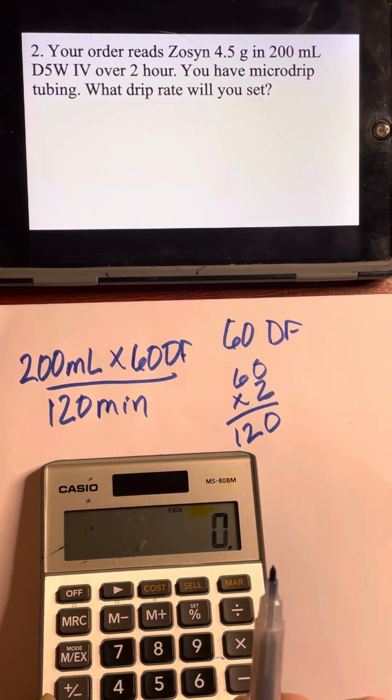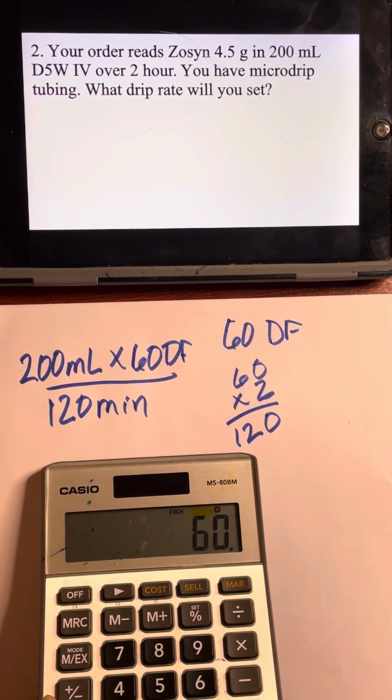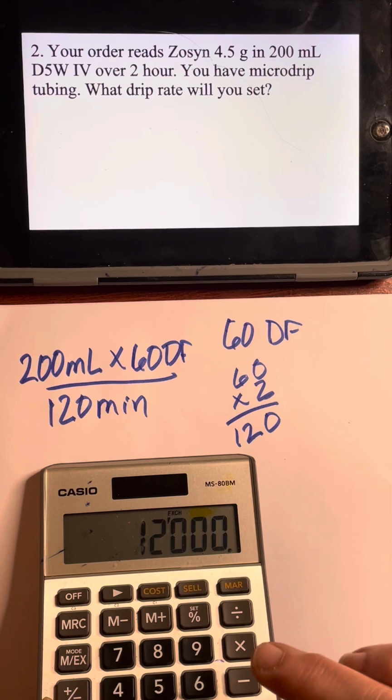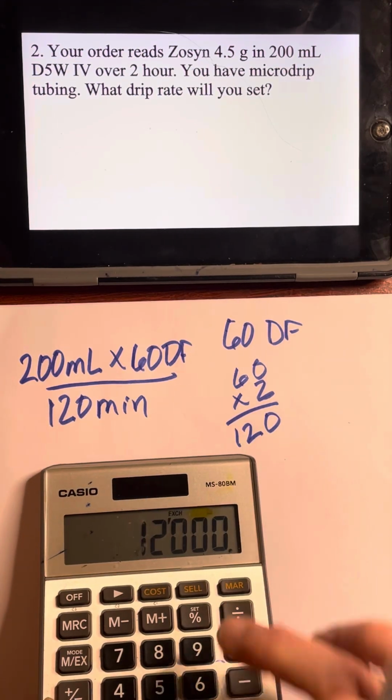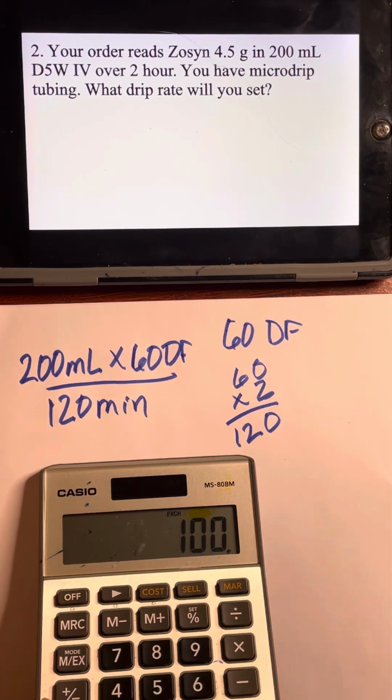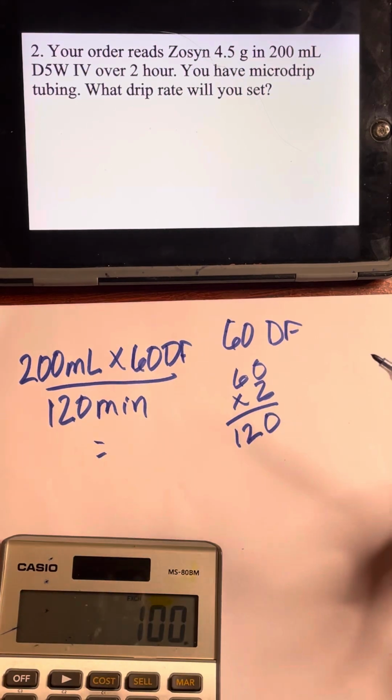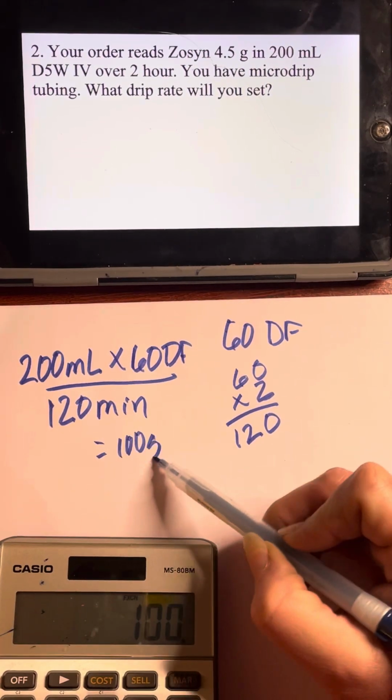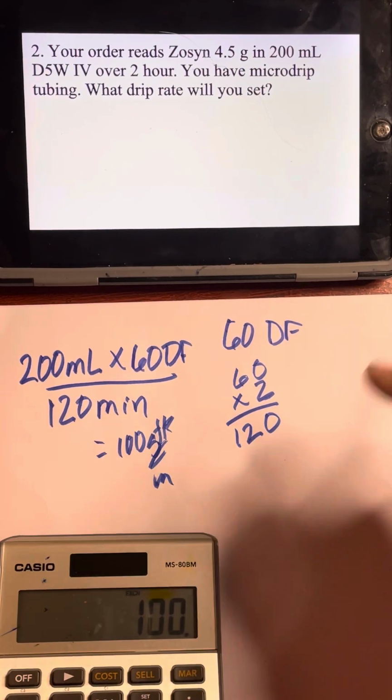Okay, here we go. All the math on top. 200 times 60 equals, don't look because you're not done, divided by 120 equals. It needs to be going in at 100 drops per minute.